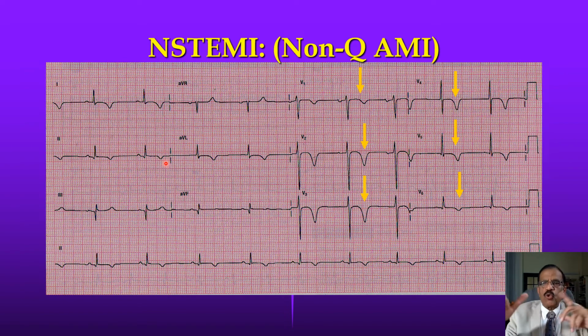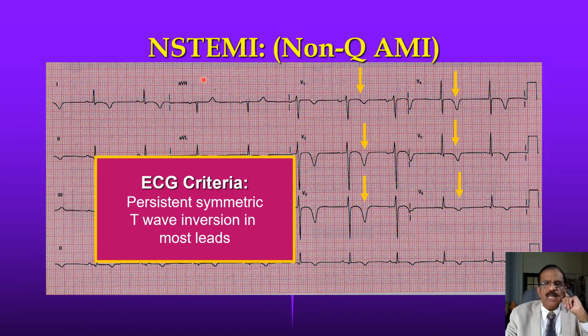If trop T or trop I is done more than once in the proper window, and if that is normal, this could represent something else, some electrolyte abnormality, or old ischemia. But if trop T or trop I is positive, and this is the ECG, this would represent an NSTEMI. So we have already made a diagnosis of non-ST segment elevation myocardial infarction. The criteria which we use: persistent and symmetrical.